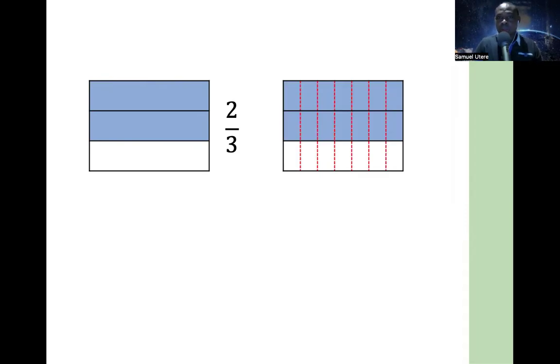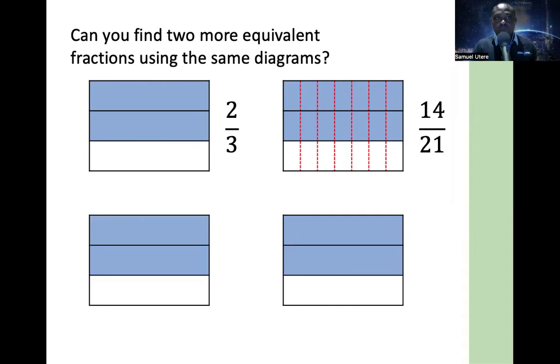What would you say about this one? Well, notice that we've now split this shape into 21 small rectangles, out of which this one, which was just 2, we split it into 14 equal rectangles. So actually, this shape is 14 out of 21, which is equivalent to 2/3. Can you find two more equivalent fractions using the same diagrams?